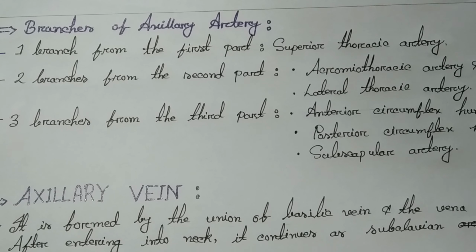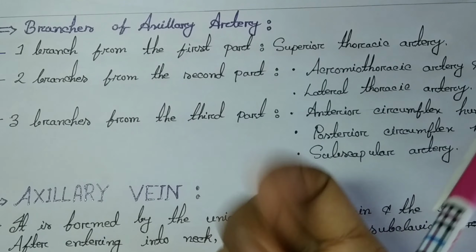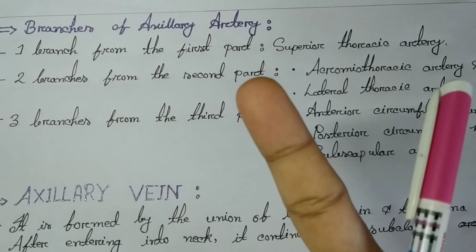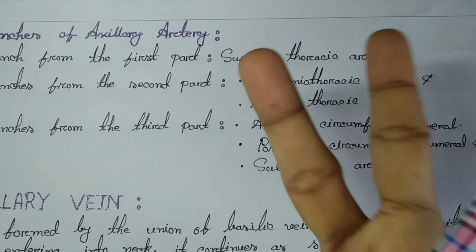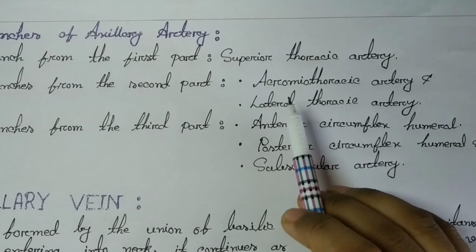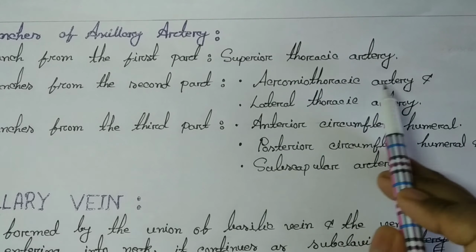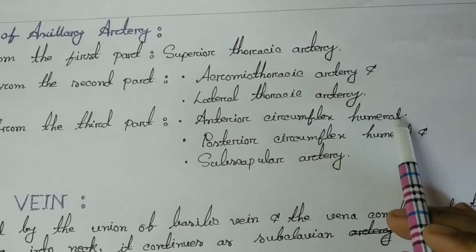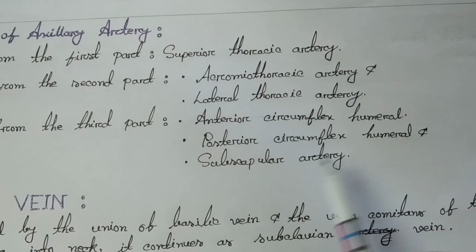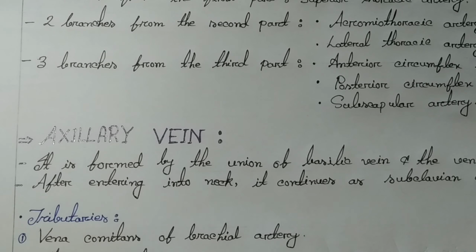Moving on to the branches of the axillary artery. We have already known that axillary artery has three parts: first, second and third part. We have one branch from the first part, that is superior thoracic artery, two branches from the second part, that are acromiothoracic artery and lateral thoracic artery, and three branches from the third part, that are anterior circumflex humeral, posterior circumflex humeral and subscapular artery.